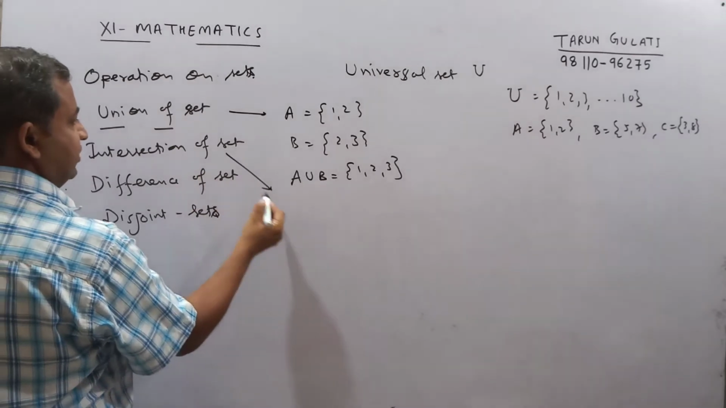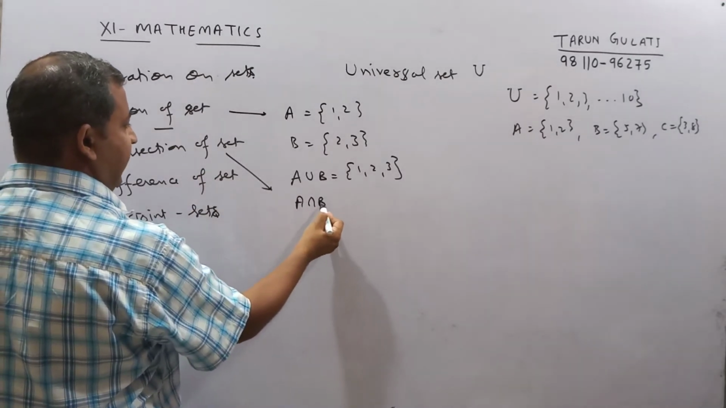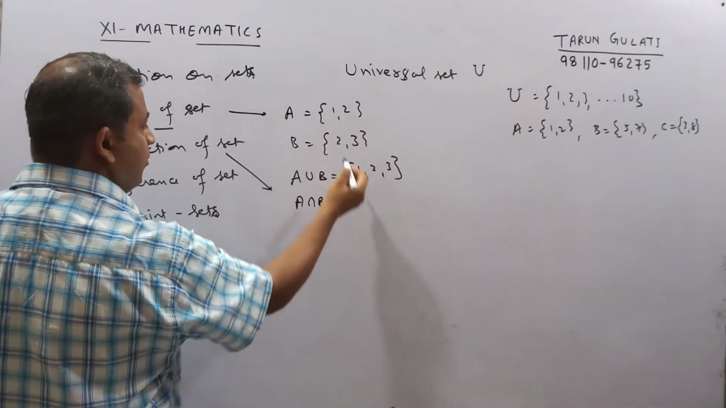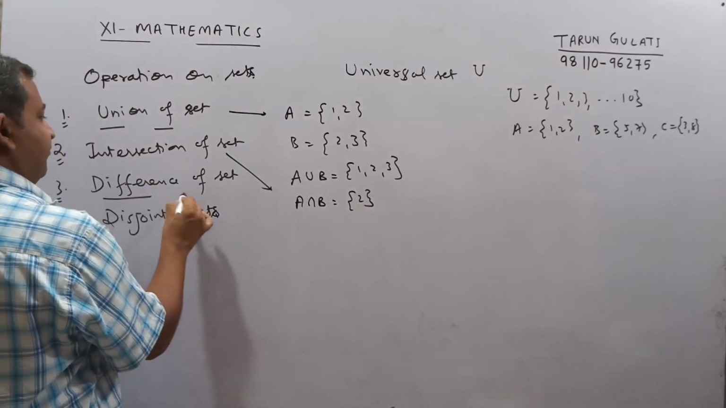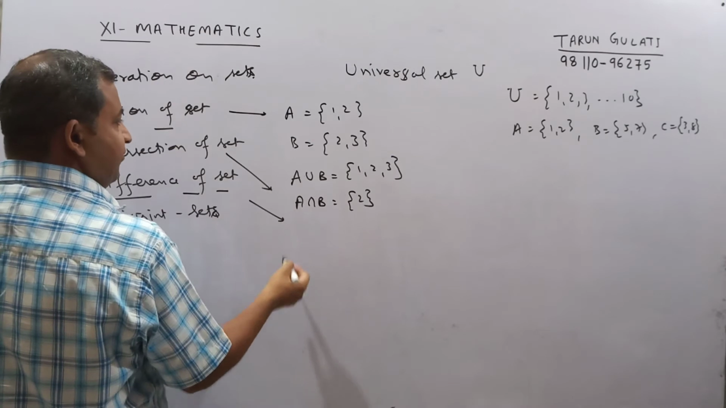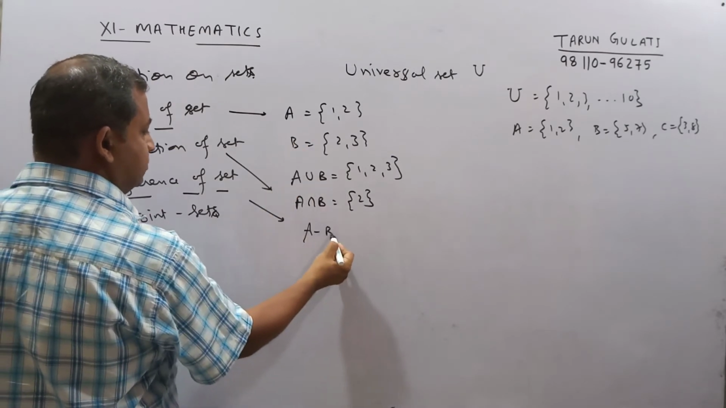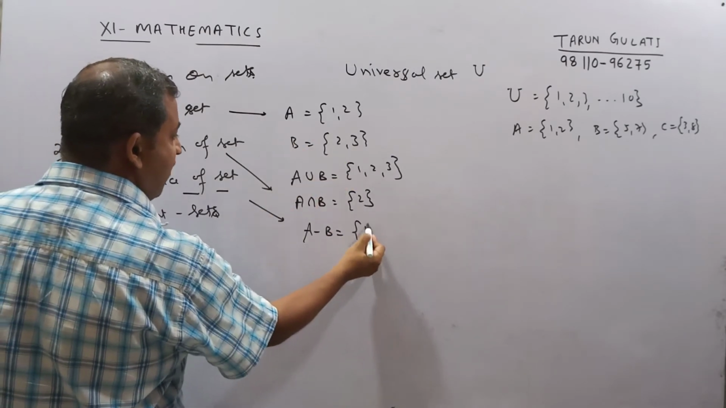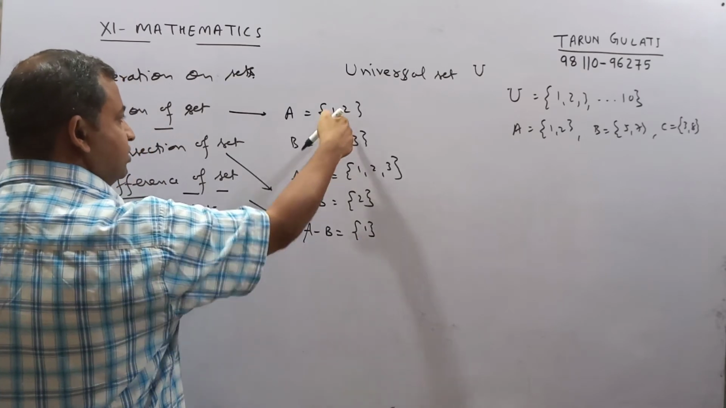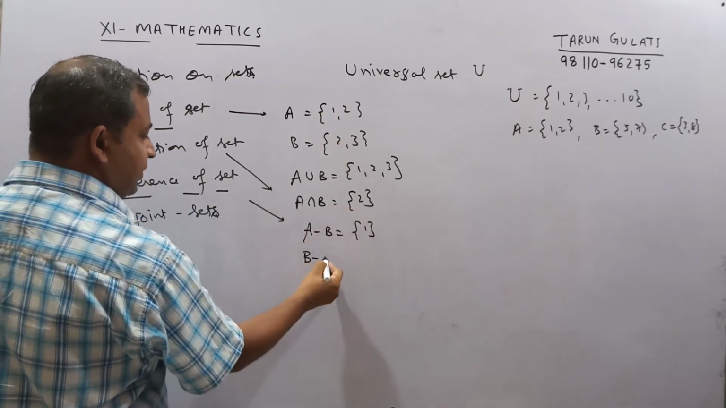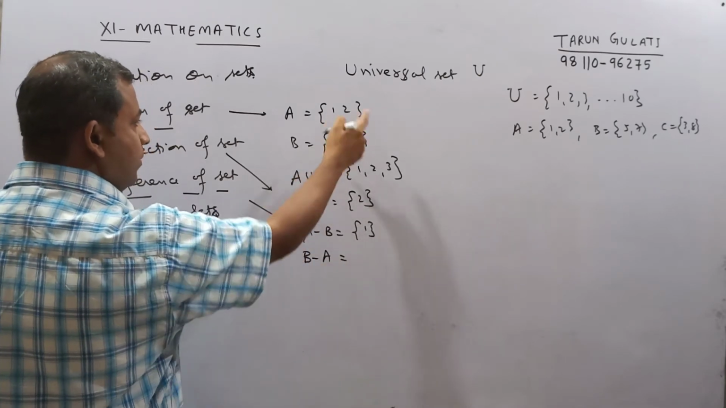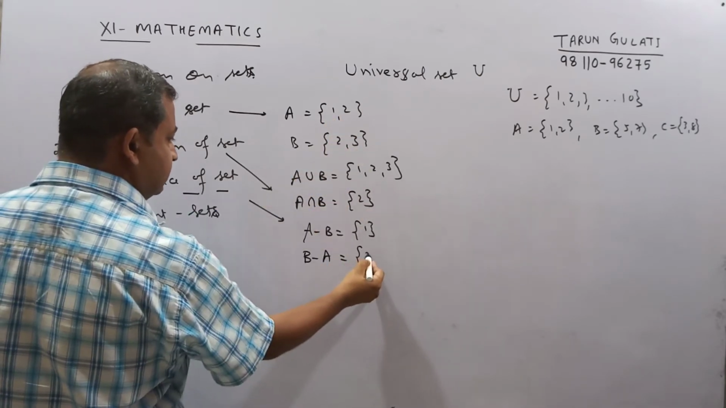By intersection of sets, we have A intersection B. What is common between these two sets? Say it is 2. What is the difference of sets? Here A minus B is only 1, because what is common in both should be excluded. And what about B minus A? 2 is common, exclude it. Now what remains is 3.